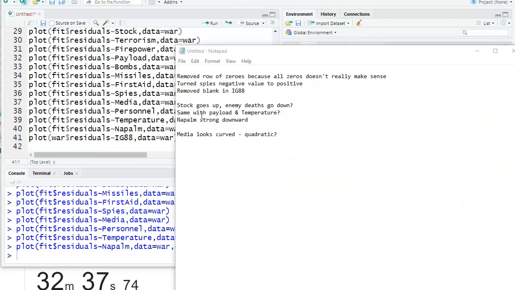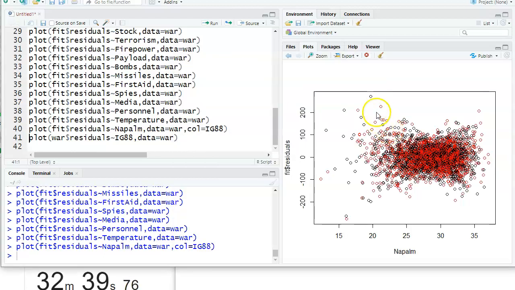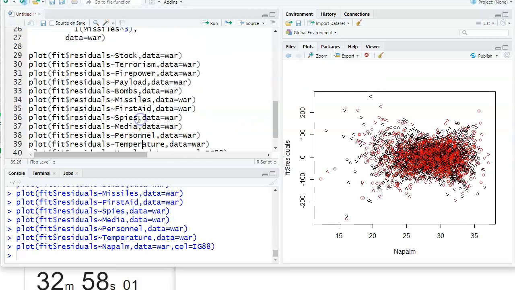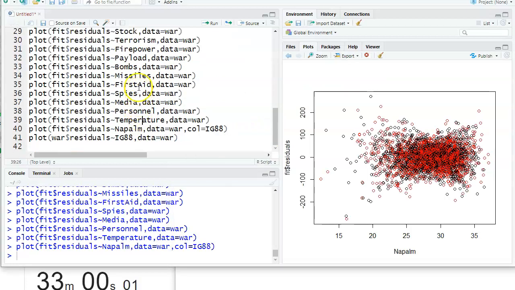You'll notice the timer's jumping. I'm spending some time looking at these. Obviously, at some point I thought maybe there was an IG-88. There's some bow tie stuff here. I've made these videos across several days, so I can't remember why I was coloring this anymore. But stock goes up. Stock seems to be okay. Payload and temperature, so I'm okay with that. Napalm. What did I see about napalm? Was I worried about it?